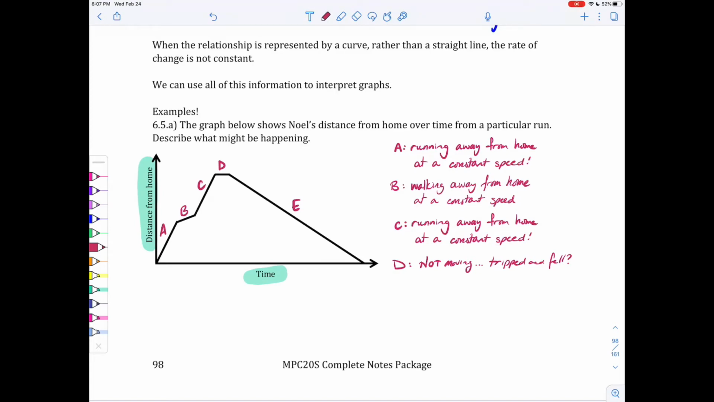It looks like in E, he's already headed back home. So maybe he saw that puppy and he's like, oh my gosh, I missed my puppy. So he decided to turn around. We noticed that the slope for E is not as steep as it was in A and C, but it's not as flat as it was in B. So it's kind of got to be in between running and walking. So we could say jogging.